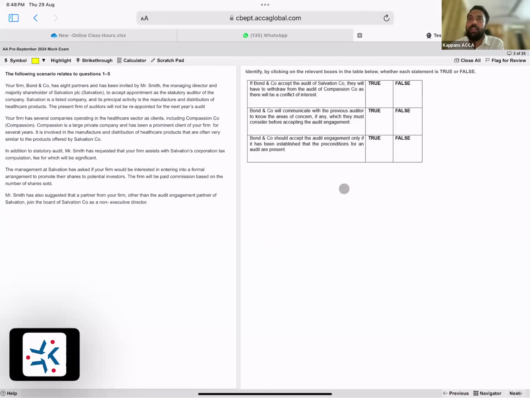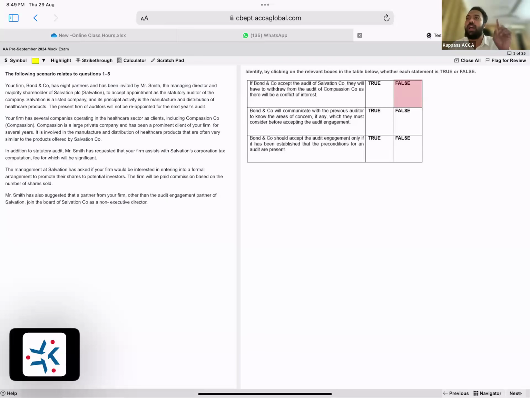The third question: identify by clicking on relevant boxes in the table below whether each statement is true or false. If Bond and Company accept the audit of Salvation, they will have to withdraw from audit of Compassion as there will be a conflict of interest. It's false. If Bond is going to accept Salvation as well as their competitor, yes, there's a conflict of interest, but it can be accepted with safeguards. There are certain safeguards when there is conflict of interest between competing clients. It can be accepted with safeguard.